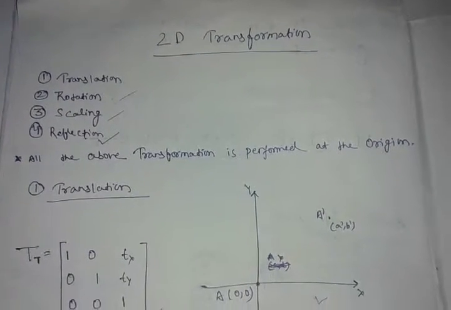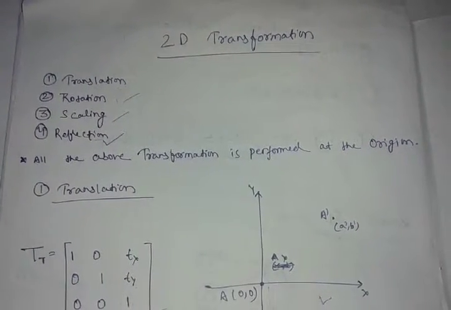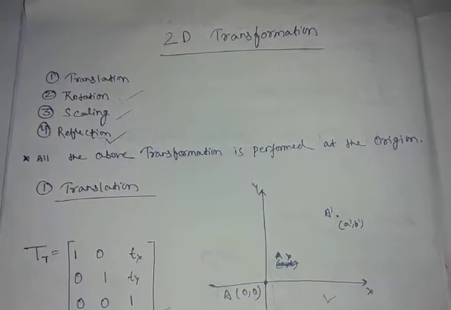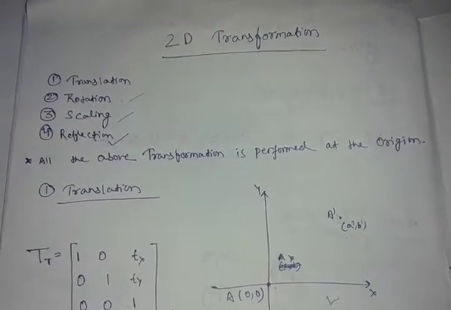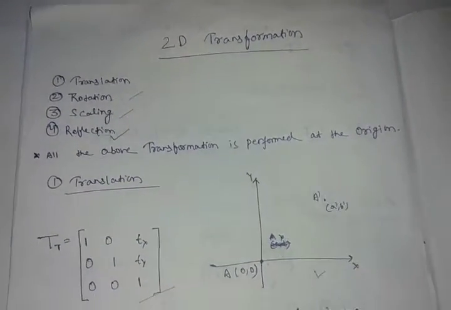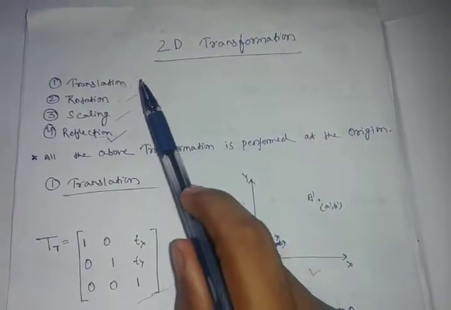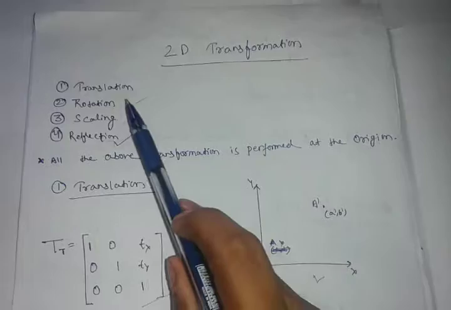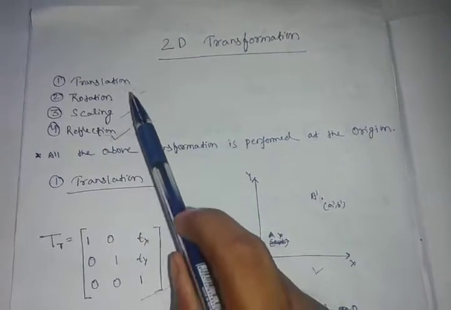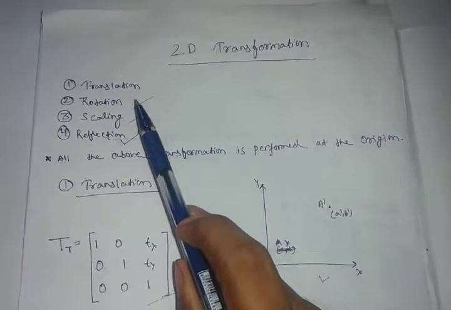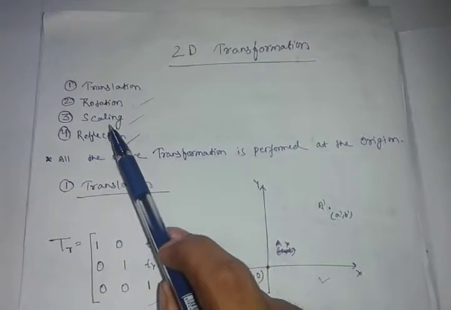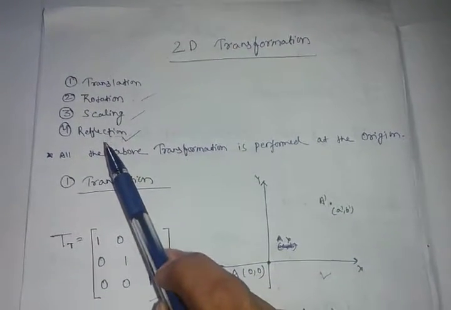In today's lecture we are going to learn about 2D transformation. So without wasting your time, let's get started. Okay, so here I have mentioned 2D transformation. Today we are going to see 4 types of 2D transformation. First is translation, second is rotation, third is scaling, and fourth is reflection.